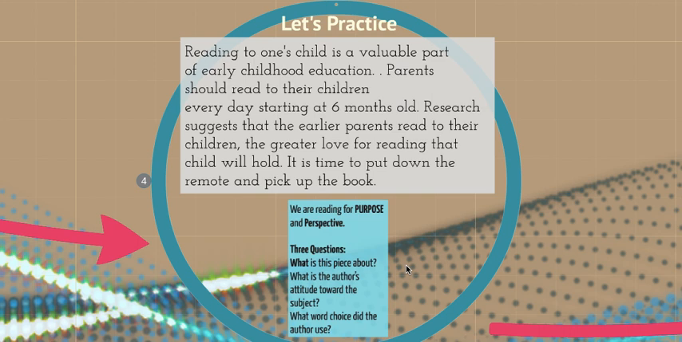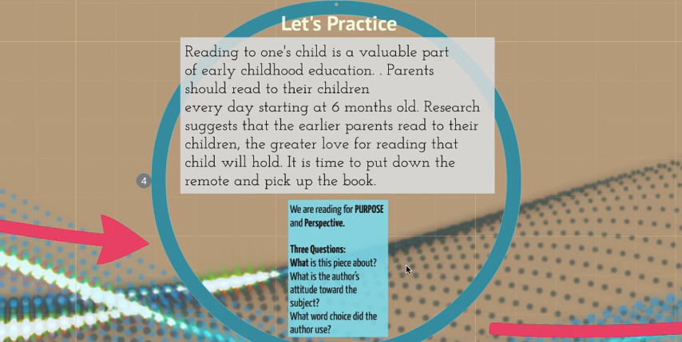Reading to one's child is a valuable part of early childhood education. Parents should read to their children every day starting at 6 months old. Research suggests that the earlier parents read to their children, the greater love for reading that child will hold. It is time to put down the remote and pick up the book.